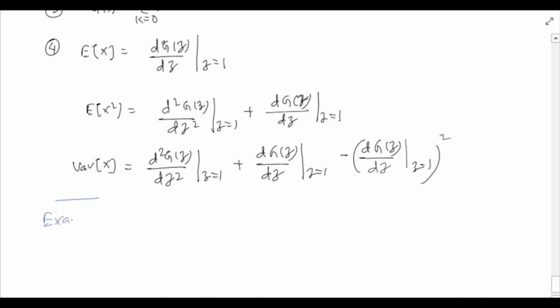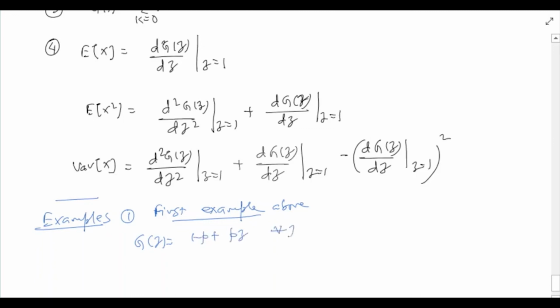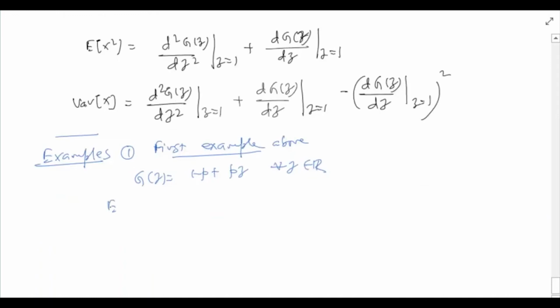In fact, we will revisit the two examples that we saw above. Recall that in the first example above, the PGF was 1 minus p plus pz for all z in R. So, the mean of the random variable X can be computed as the derivative of the PGF evaluated at z equal to 1. So, this is simply p. The second moment is the second derivative of G(z) at z equal to 1 plus its first derivative at z equal to 1. The second derivative of G(z) is 0. The first derivative computed at z equal to 1 is p. So that is how we get the second moment, and the variance of X can now be computed as p minus p square, that is p times 1 minus p.